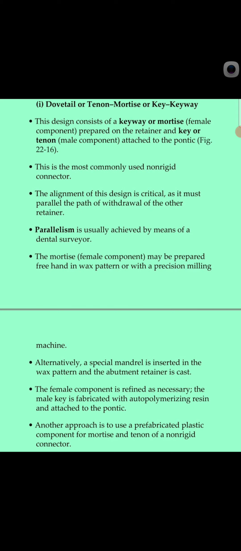The mortise female component may be prepared freehand in the wax pattern or with a precision milling machine. Alternatively, a special mandrel is inserted into the wax pattern and the abutment retainer is cast. The female component is refined as necessary. The male key is fabricated with autopolymerizing resin and attached to the pontic. Another approach is to use a prefabricated plastic component for the mortise and tenon of the non-rigid connector.